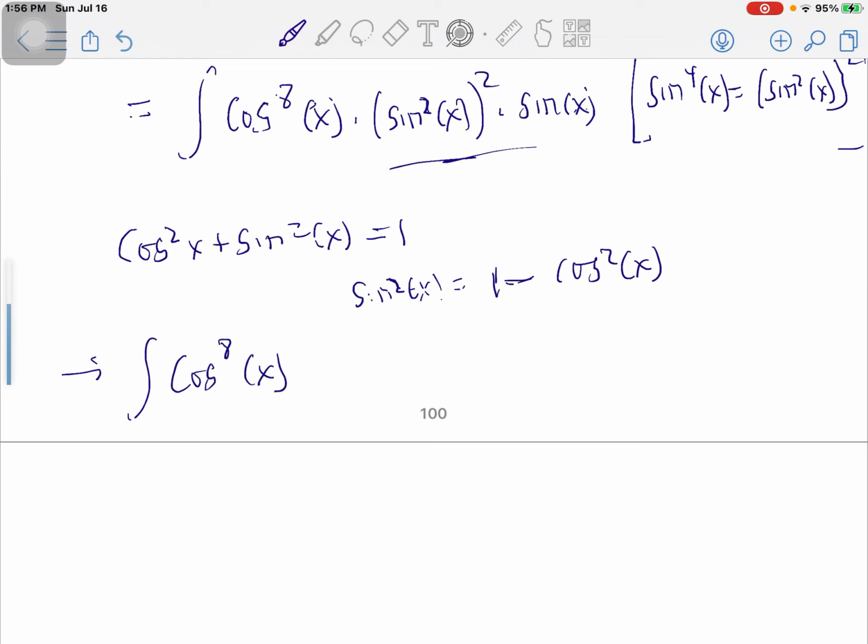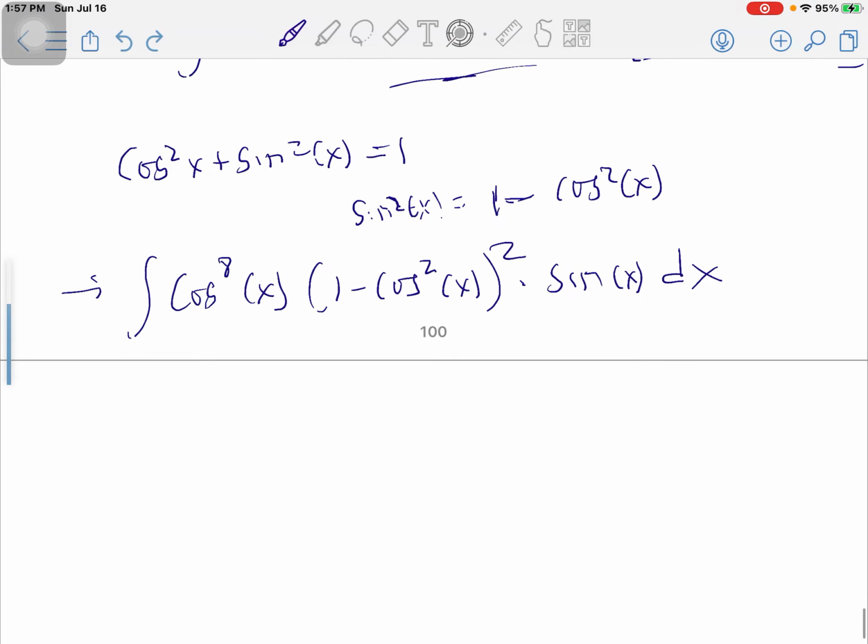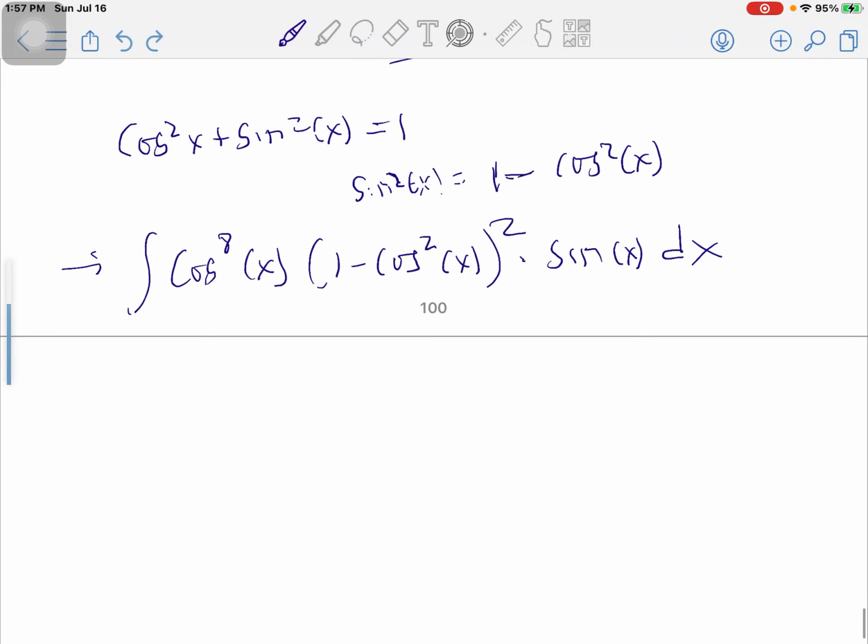When we substitute it inside, we get the integral of cos^8(x) times the bracket 1 minus cos^2(x), and don't forget that it's to the power 2. And don't forget you still have your sin x dx here. Please don't take a square root of this and place it over here, otherwise you make your function more complicated. We will use the u substitution to eliminate that one. Now this is how our function looks.